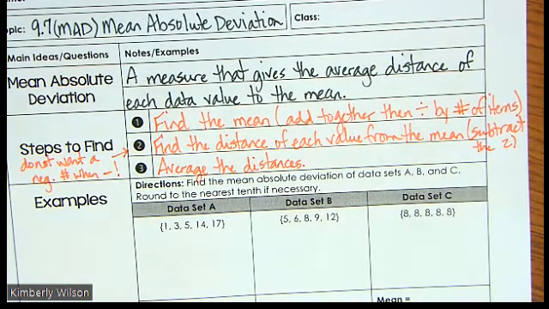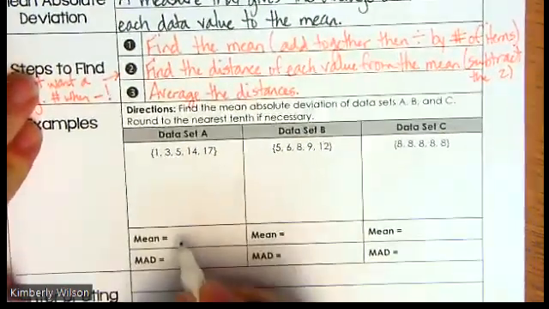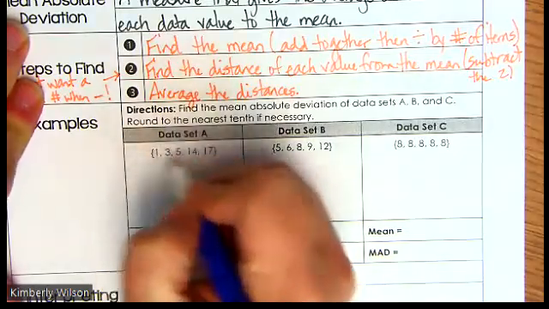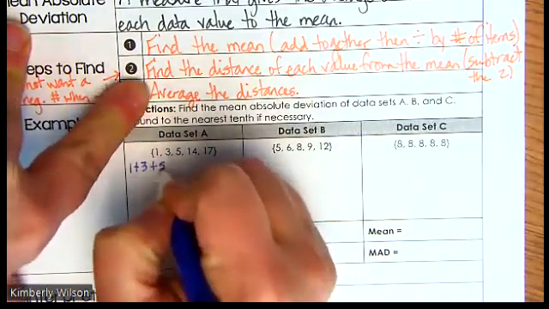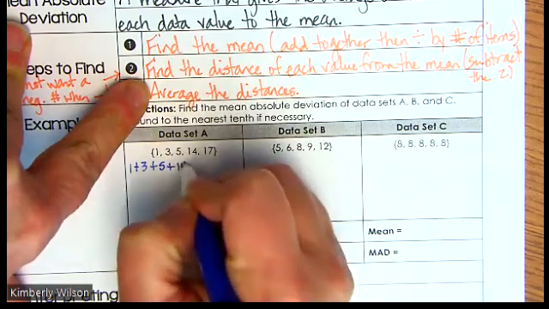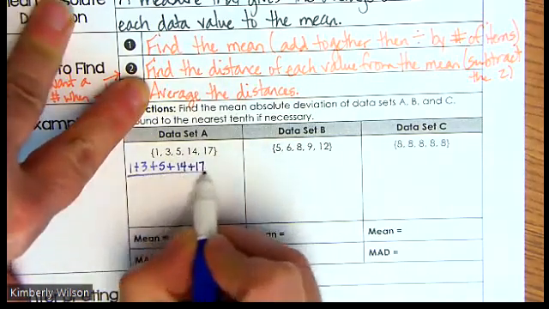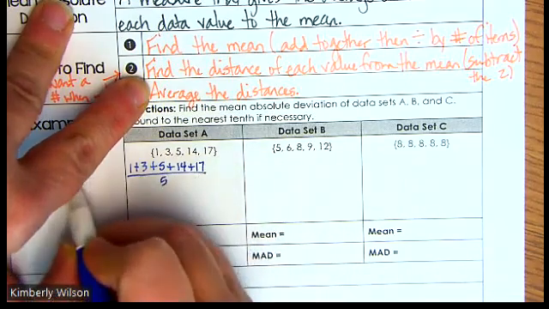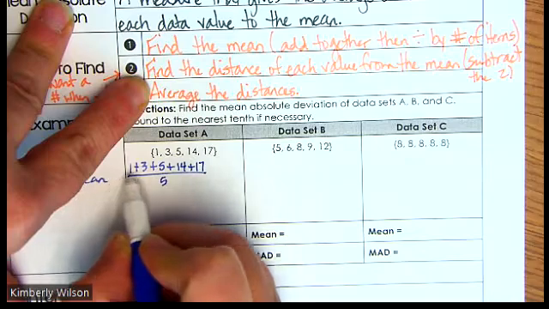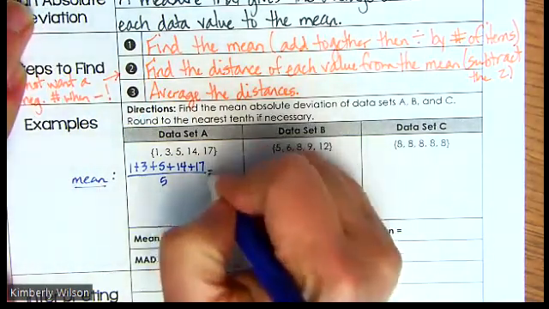Okay, first things first, we have the data set A. So we first have to find the mean. That means I'm going to do 1 plus 3 plus 5 plus 14 plus 17. And then I'm going to divide by how many? 1, 2, 3, 4, 5. So I'm going to divide by 5. This is finding the mean.